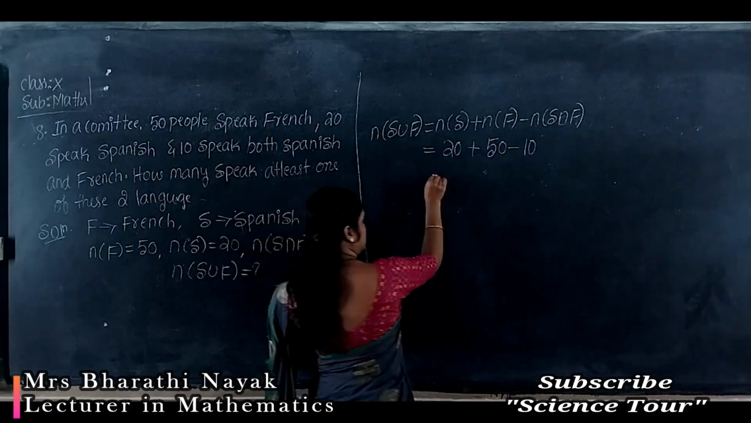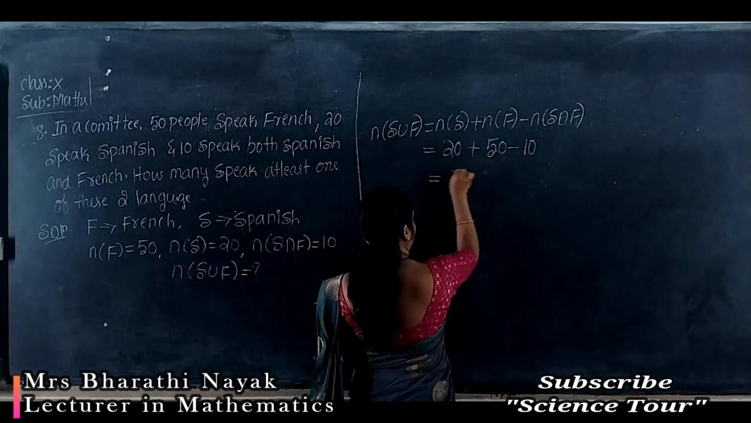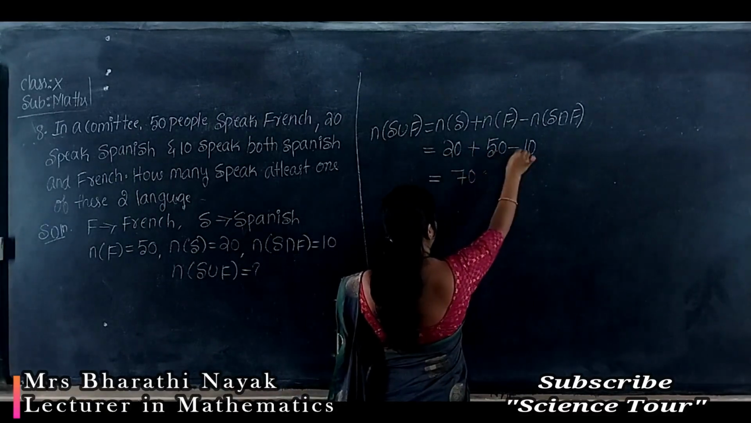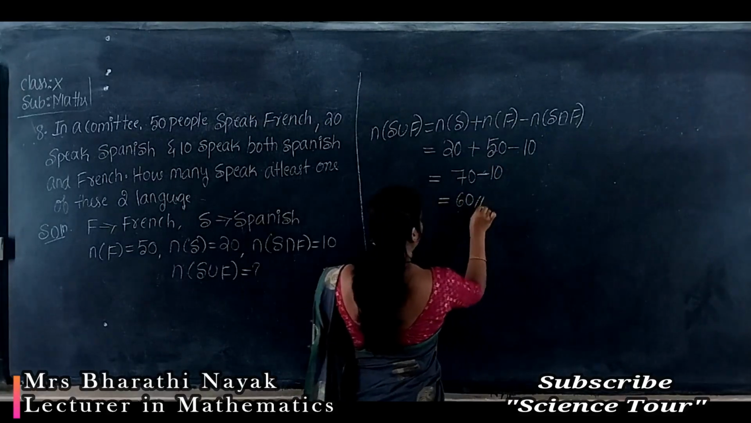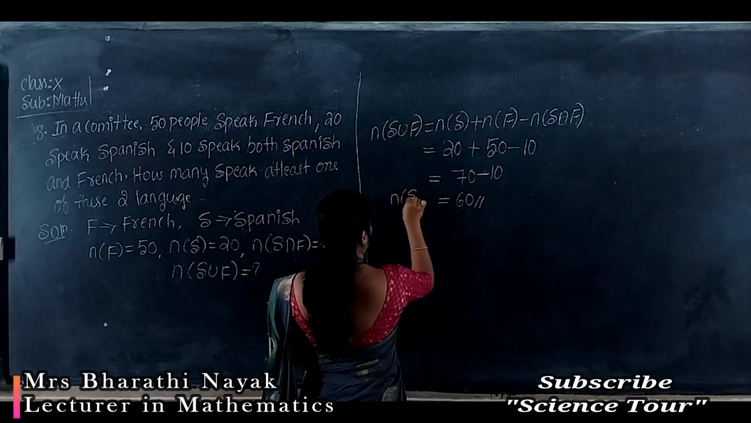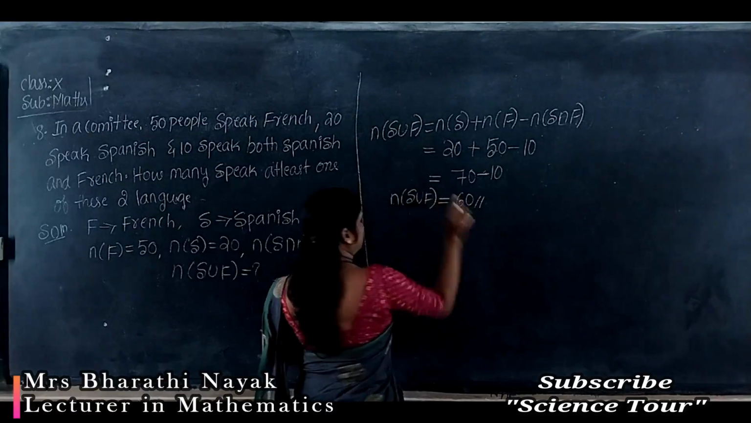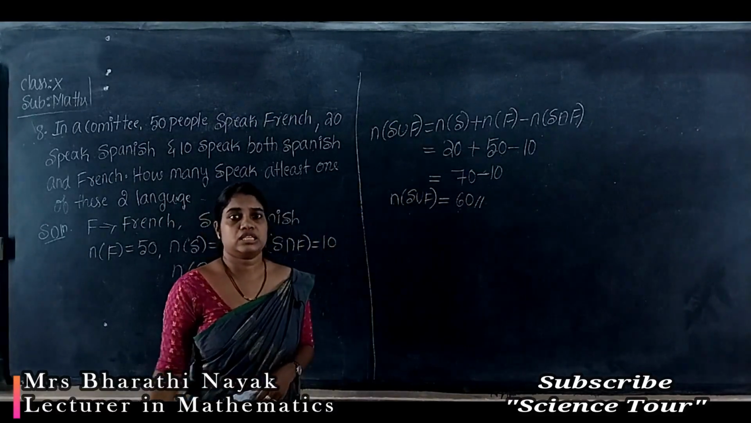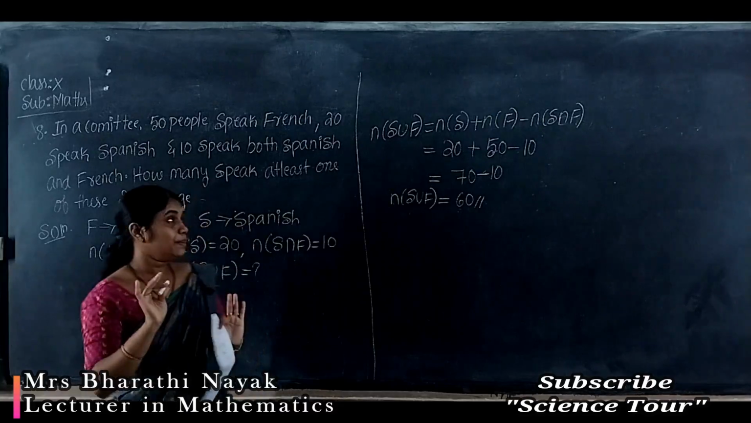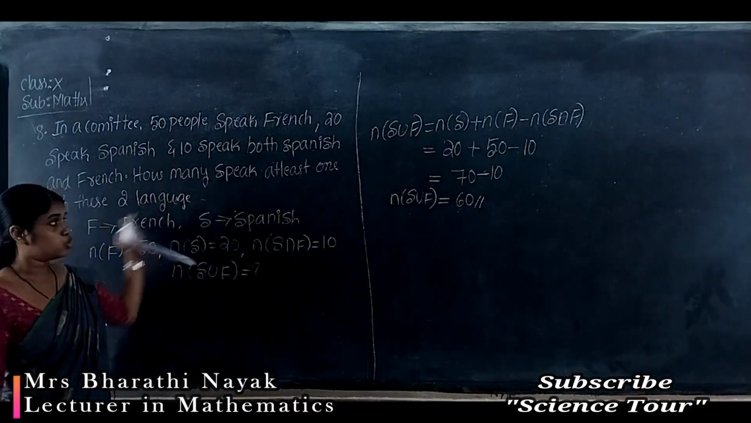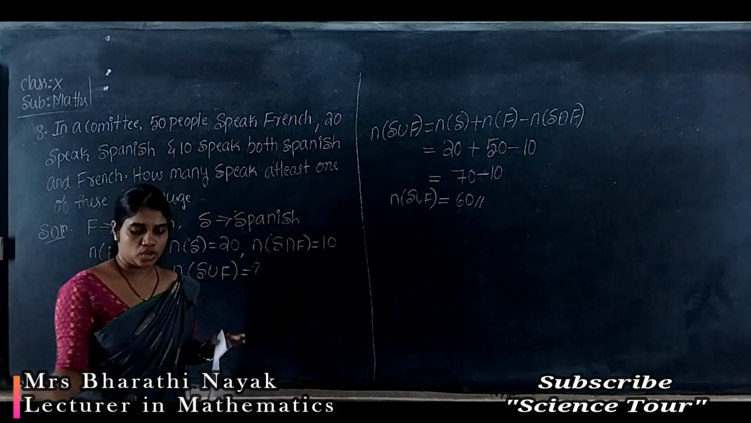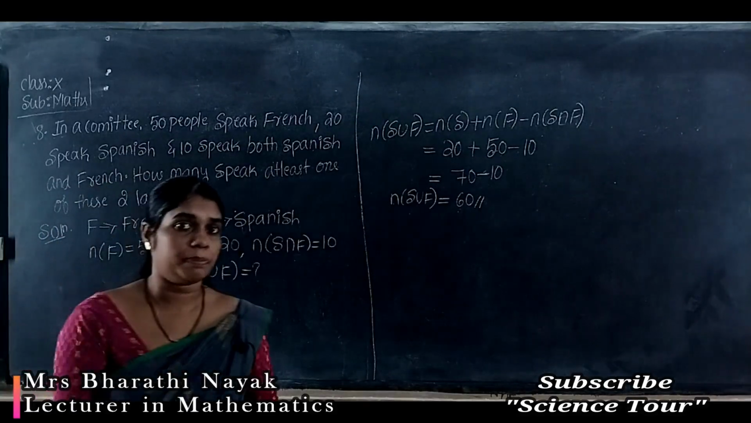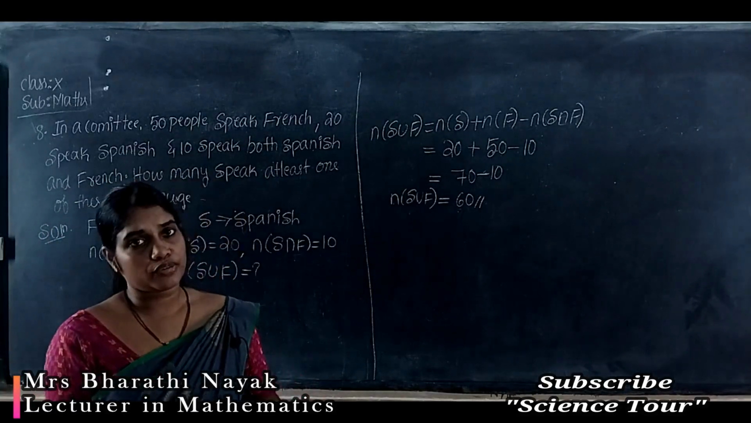So 20 plus 50 equals 70, and 70 minus 10 equals 60. Therefore N of S union F equals 60. So 60 people in the committee speak at least one of these two languages.